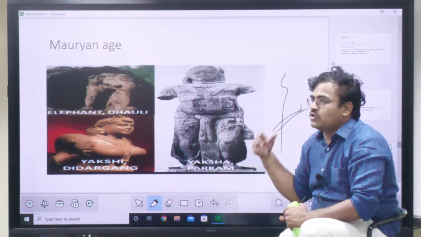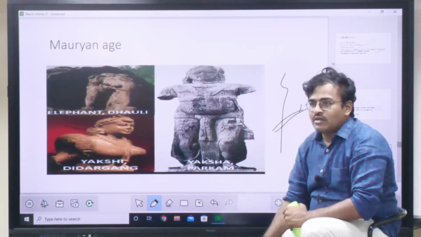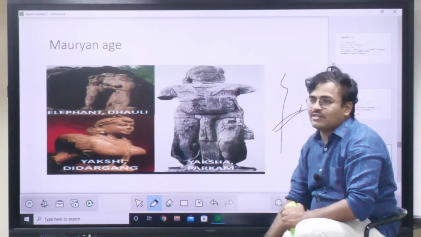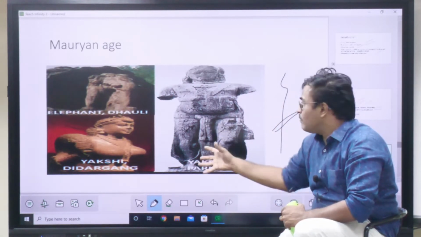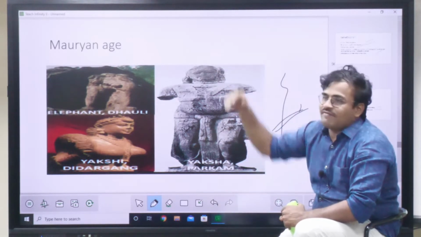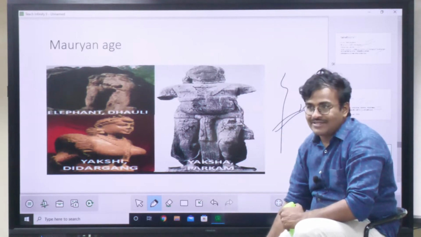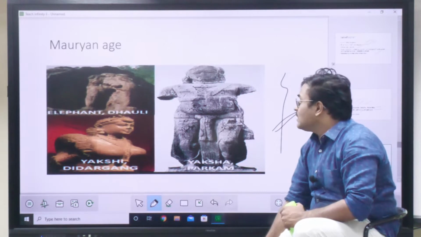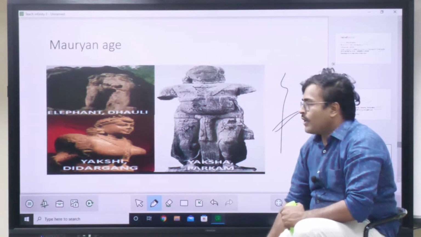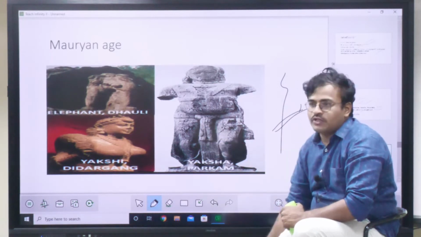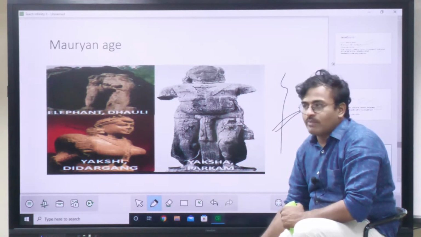She is also very well decorated. She has a necklace and other ornaments, and her hair is in a bun. She has a very well built body and is a very tall image, nearly 5 feet 2 inches tall. This image is made in buff colored gray sandstone, and it also has the fine Mauryan polish to it.